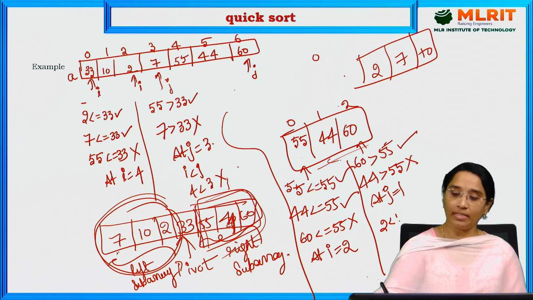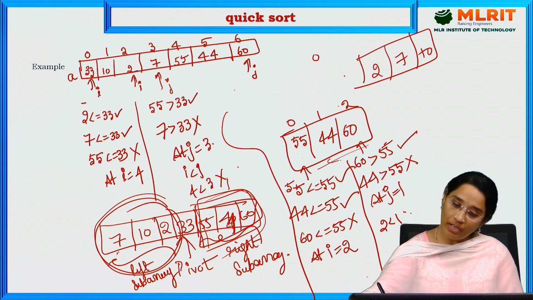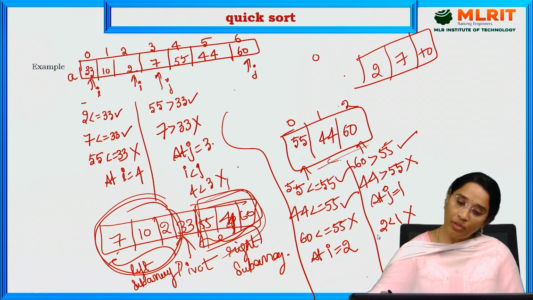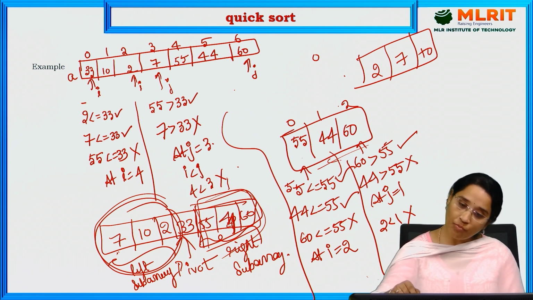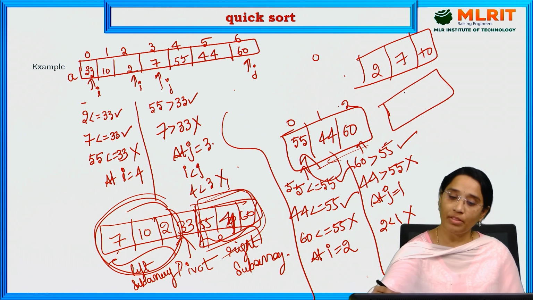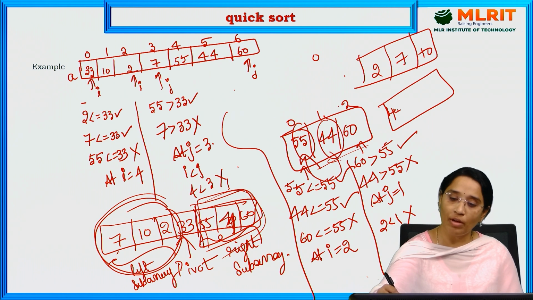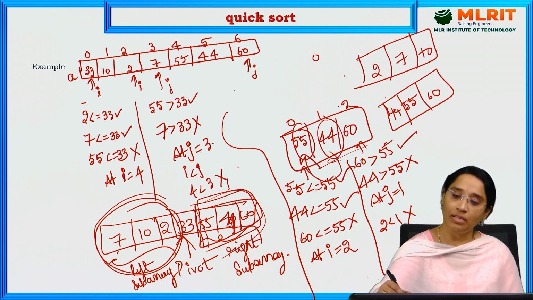2 less than 1. So you are checking I less than J. 2 less than 1, condition false. So 2 less than 1, condition false means swap J with the pivot. If you swap J with the pivot, what will you get? Your J is at 1 position and your pivot is at the 0th position. So you are swapping those two: 44, 55, 60, at positions 0, 1 and 2.